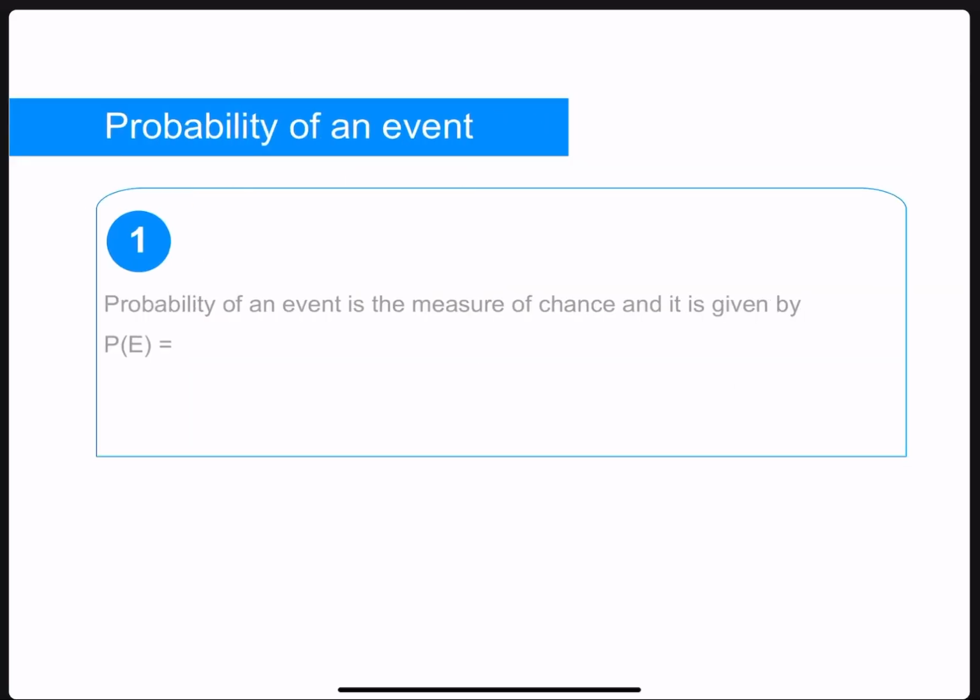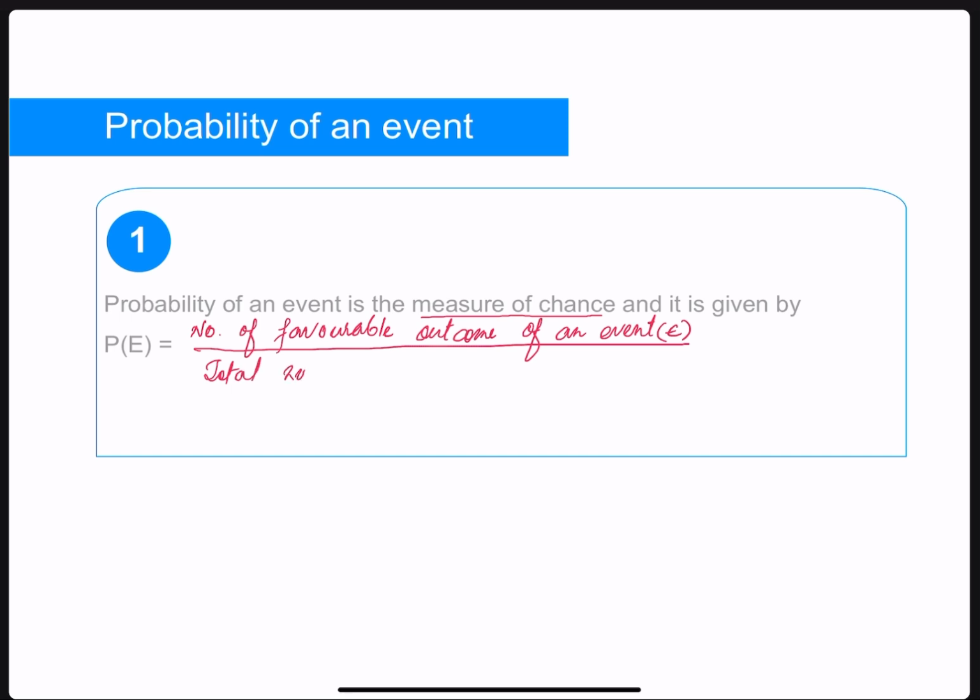Let's go next. Let us try to learn what is the probability of an event. When we were in lower classes like class 9, 8, 7, we learned that probability is a measure of chance, and it is given by the number of favorable outcomes of an event E divided by the total number of outcomes. So this is what we learned in previous classes, but now in class 10 we will learn it a little bit differently. Even though the concept is the same, the way of writing is a little bit different. So let us see all the terms that we will be learning in probability.